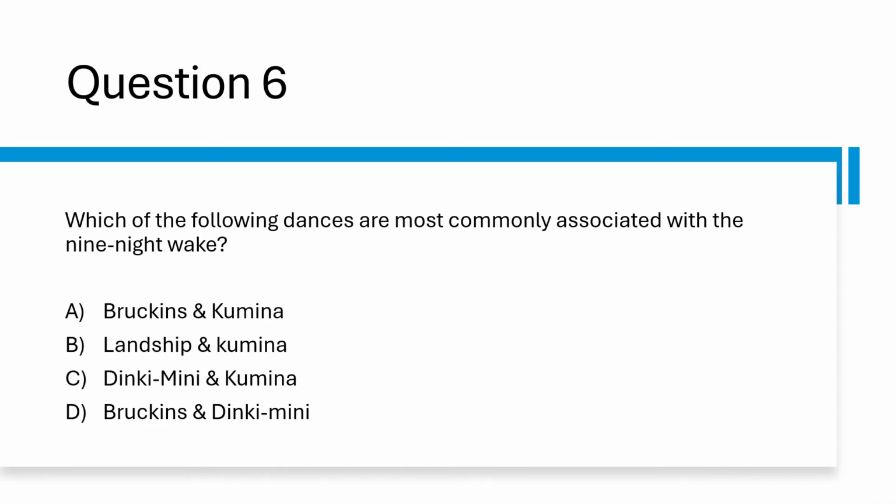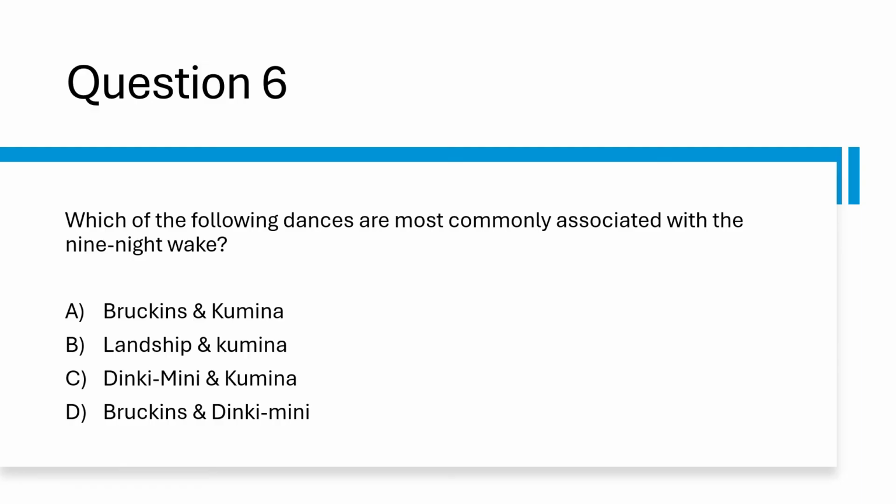Now, all these are Caribbean cultural dances, but they all serve different purposes and are performed at different things. So we are talking about the wake. If you know anything about Brockings, Brockings is not about wake. Brockings is about emancipation celebration. So therefore, the answer could not be A, right? Again, B, Landship and Kumina. The answer could not be Landship because Landship is also not about celebrating the death.